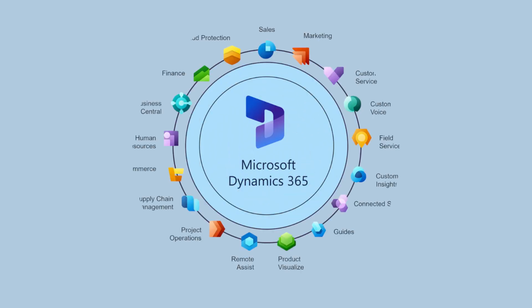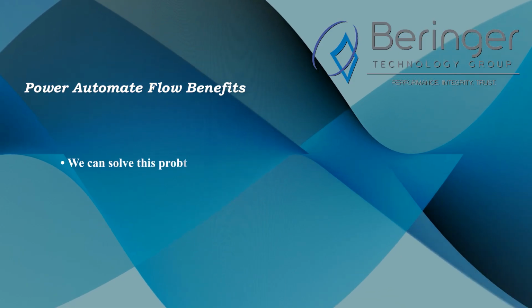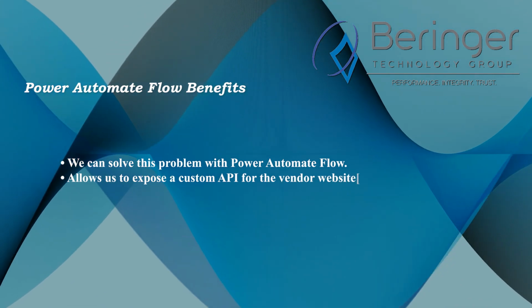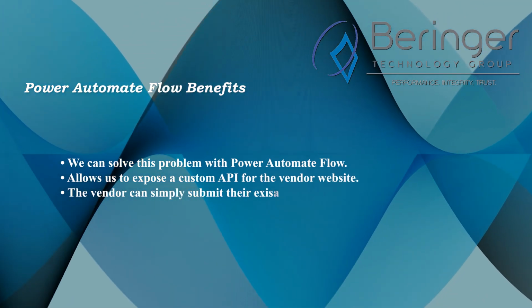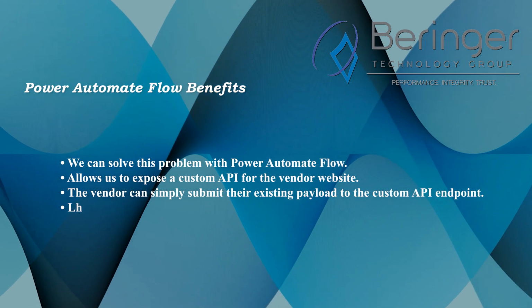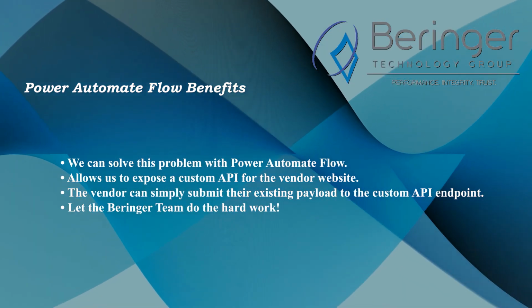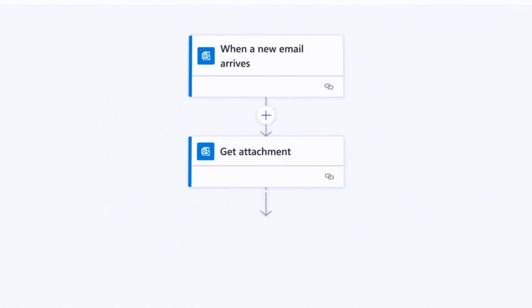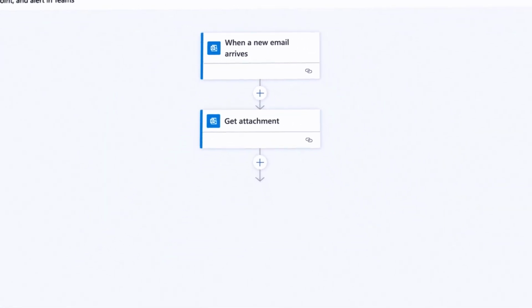But don't worry, if you're using Microsoft Dynamics 365 in the Power Platform, then Behringer can help. So we solve this problem with Power Automate Flow, which allows us to expose a custom API endpoint for the vendor website. The vendor can simply submit their existing payload to the custom API endpoint and let us do the hard work.